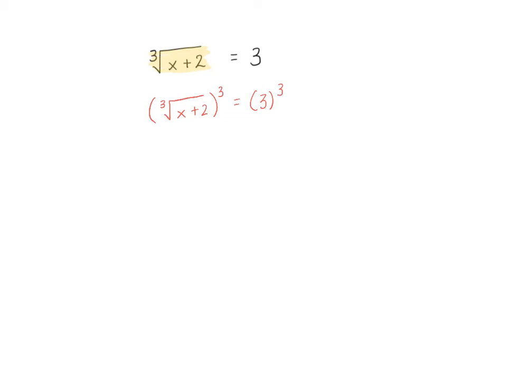So over on the left, the cube root and the cube cancel each other out. We're left with x plus 2. And then 3 cubed is 27. And now all we have to do to isolate x is to subtract 2 from both sides. So we get x is equal to 25.